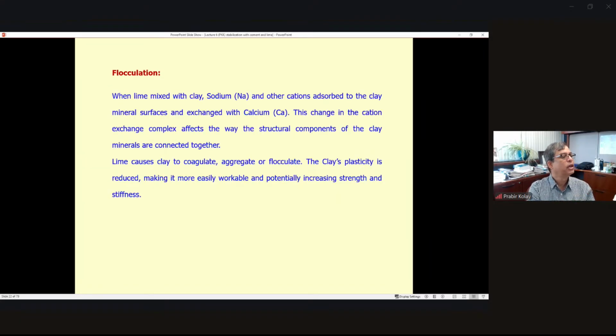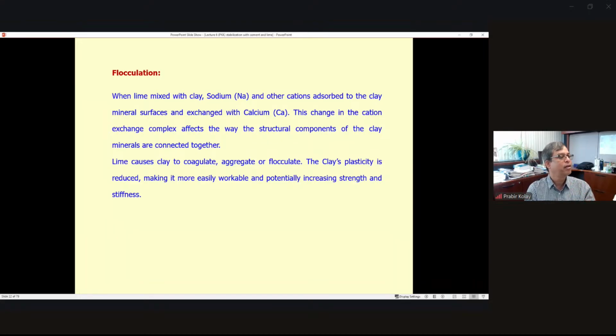So hydration, then flocculation. In flocculation, when mixed with clay, sodium and other cations are absorbed to the clay. Again, you need to know that clay has negatively charged particles, what the different minerals present are, and what type of clay you are talking about, whether it is 1:1 clay or 2:1. Depending on that clay, ion exchange and isomorphous substitution may take place.